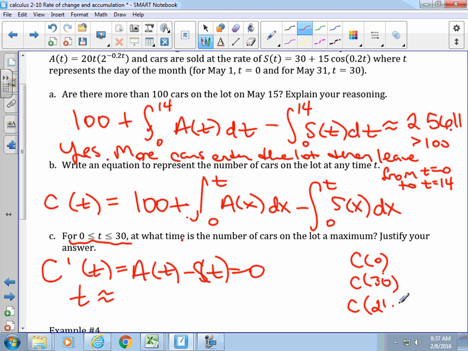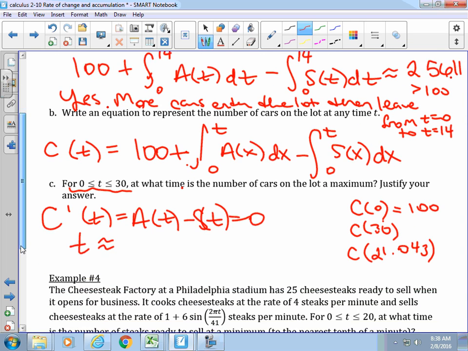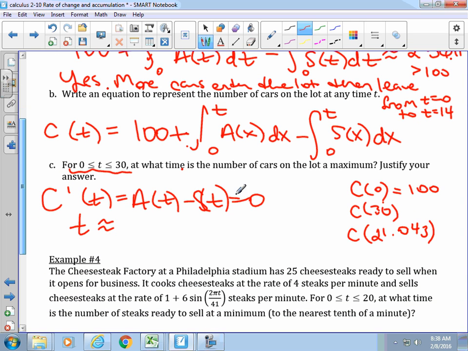21 point, I can't remember what it was. 0.04. It does need to be accurate to 3 decimal places. 043. Plug all of those into your C function, which is this thing up here. I know 0, don't I? 100. So save yourself the typing space. Plug in 30, plug in 21.043. You can probably go grab from when you typed in the 5 or the 14. You could probably go grab that and pull it down.